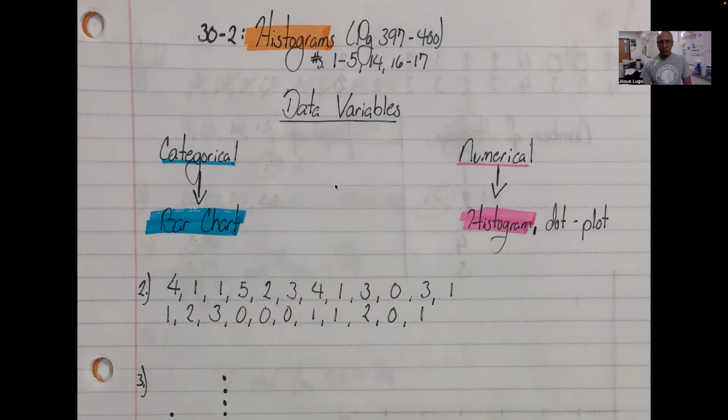When we're talking about histograms, a histogram is a type of graph, and it actually looks a lot like a bar chart, but there are some key differences, and you will know those by the end of this video. Before we get into histograms, though, I want to talk about the different types of variables that we've seen in this class. Those are categorical variables and numerical variables.